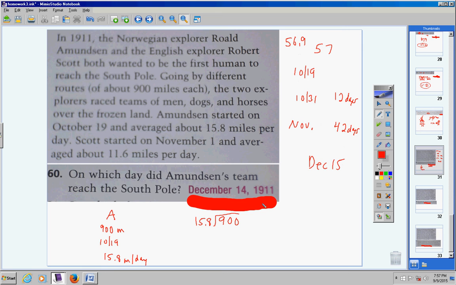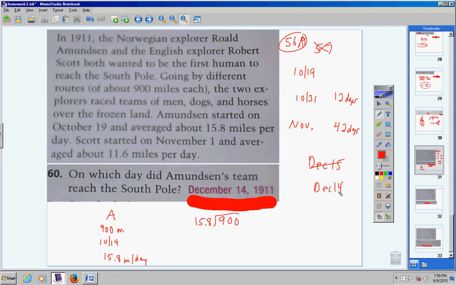December 15th, December 14th. But he started, let's go over this again. He started on October 19th. 12 days later was October 31st. And then 30 days later, November was gone. That's 42 days. Then 15 days later, he made it. Of course, if you use 56, like I should have used 56, then it would be December 14th.